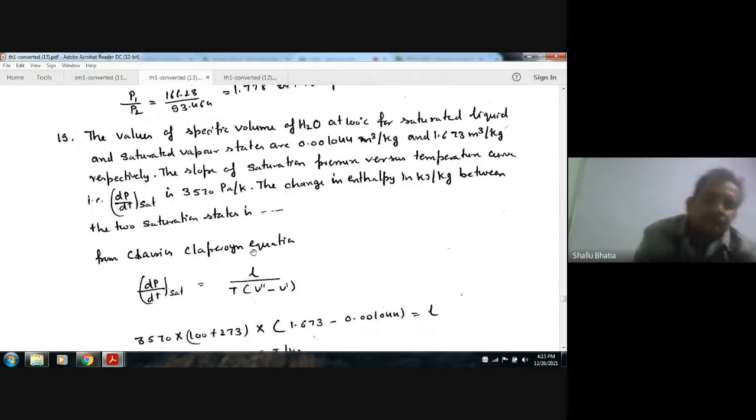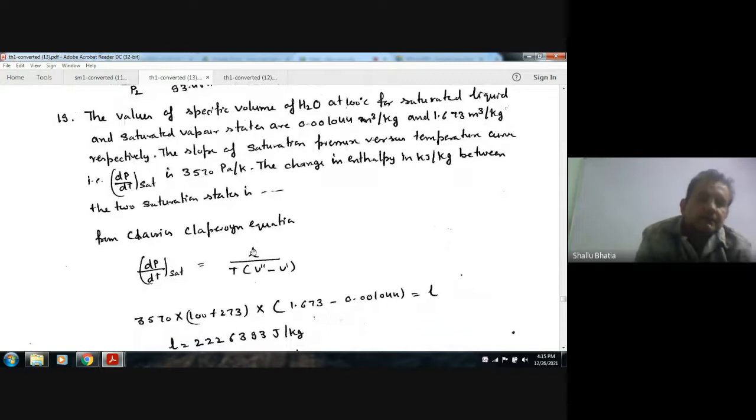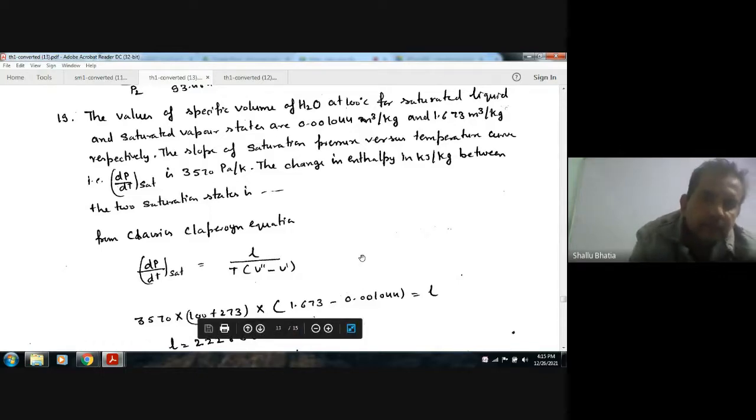Next, the values of specific volume of H2O at 100 degrees Celsius for saturated liquid and saturated vapor are 0.001044 meter cube per kilogram and 1.673 meter cube per kilogram respectively. The slope of the saturation pressure versus temperature curve is dP by dT.